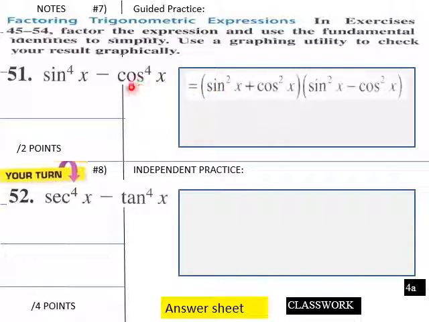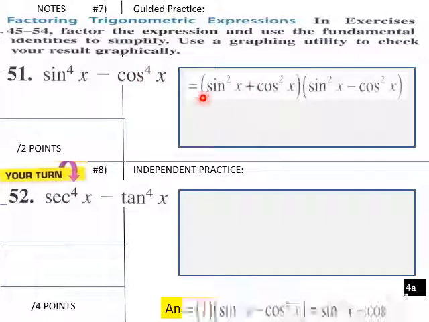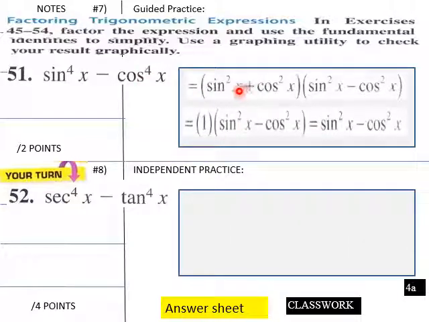When we have this, we can factor it into these 2 binomials, sine squared x plus cosine squared x and sine squared x minus cosine squared x. We have a difference of squares, so we have a factoring pattern that we can apply here. Sine squared x plus cosine squared x is the same thing as 1, so this becomes 1 times sine squared x minus cosine squared x, which equals sine squared x minus cosine squared x. You can use your graphing calculator to check that.